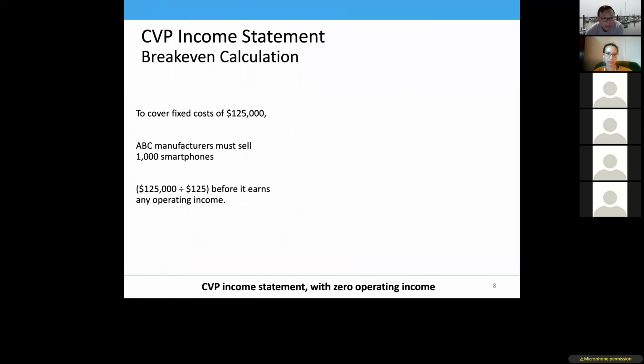Okay, good. So what is the break-even calculation? The break-even calculation means the operating income is zero. You didn't make money and you didn't lose money. That's a special situation. So when your operating income is zero, that means your contribution margin is exactly the same as the total fixed cost. Only under that situation is your operating income zero. So if you want to cover the total fixed cost, 125,000, and the contribution margin is 125 per unit, you have to sell 1,000 units. You have to at least sell 1,000 units to break even.